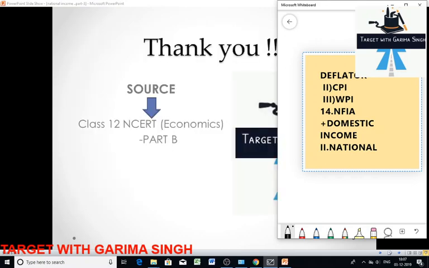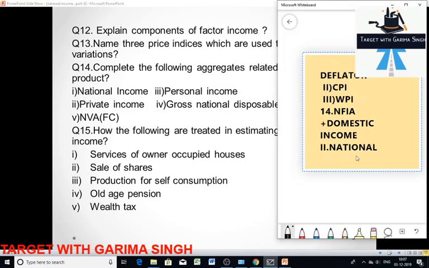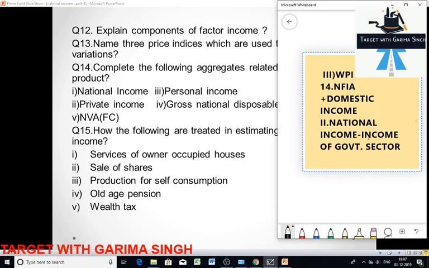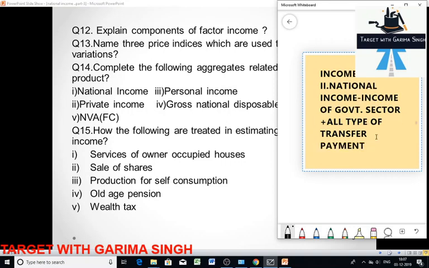Move on to the previous slide. Second is private income. How do we get it? I'm going to repeat again. How do we calculate private income? Private income is when from national income, income of government sector should be deducted, plus all types of transfer income should be added.